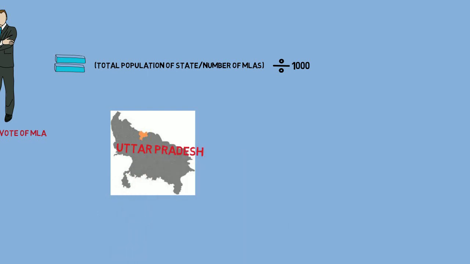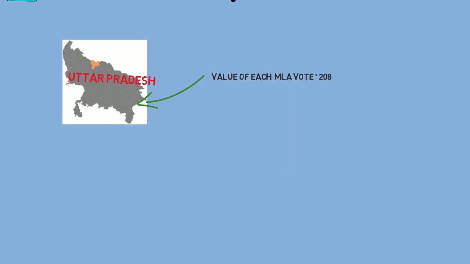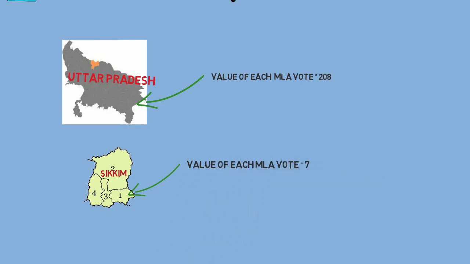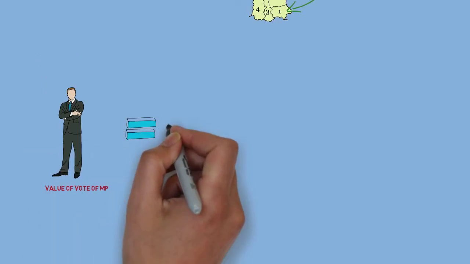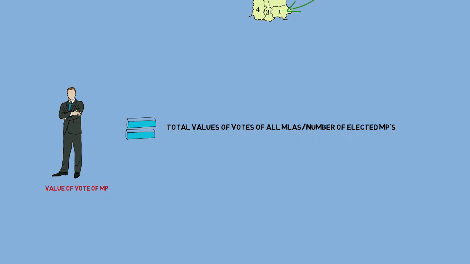For example, if we take the most populous state, Uttar Pradesh, the value of the vote of each MLA comes as 208. On the other hand, if we take the least populous state, Sikkim, then the value of the vote of each MLA is only 7. This process ensures that each state is fairly represented in the presidential election according to their population. This is called proportional representation. Similarly, the value of the vote of each MP is calculated as the total value of the vote of all MLAs divided by the number of elected MPs. This value comes as 708.